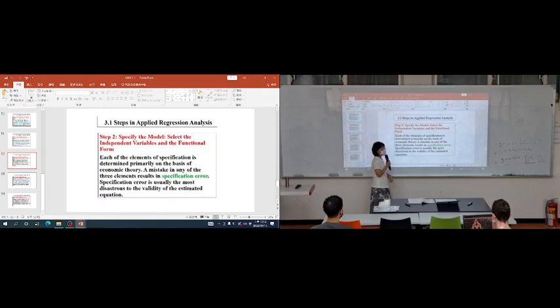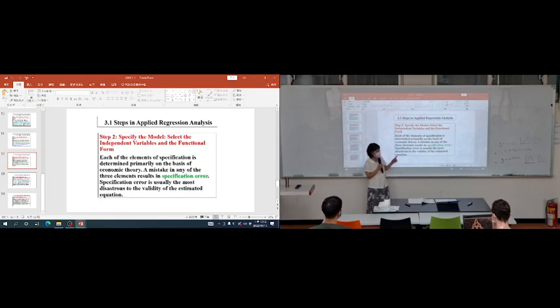Okay, I'd like to explain one of the terms called specification error. Remember that the second step is called specify the model, right? In specifying the model, we need to know the x variables, the functional form, and also the error terms. There are three components, okay? So a mistake in any of the three elements results in specification error.